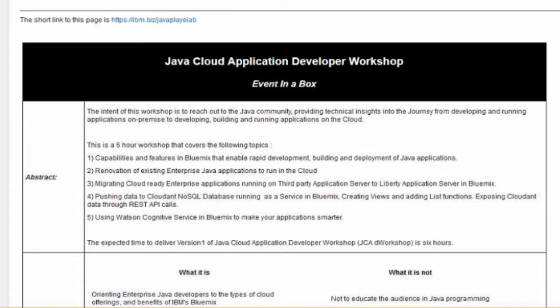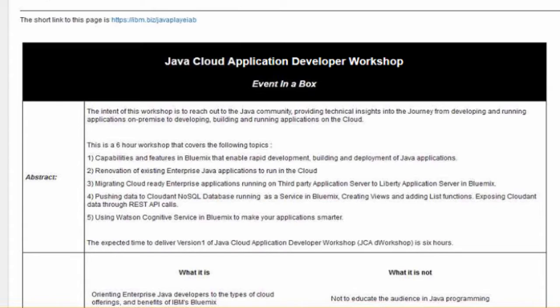The version 1 workshop is a 6-hour length workshop. It covers the following topics: the capabilities and features in Bluemix that would enable developers to rapidly prototype their code, build and deploy it to Bluemix using various toolings that we will discuss. These toolings include Eclipse plugins, along with our continuous integration, continuous delivery using DevOps.